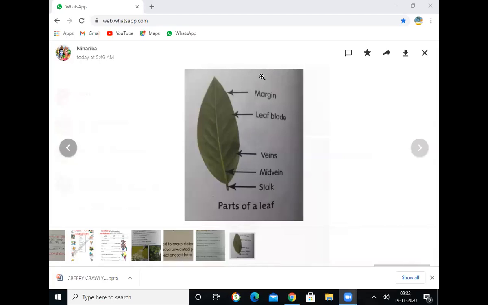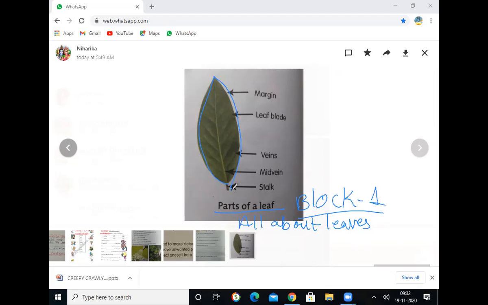Right. Now I am going to ask you some questions. I will explain the parts of the leaf also, then I will go to the questions. This picture is from which topic? Yes, from block 1, All About Leaves. The leaf has many parts. The outer parts are called margins.